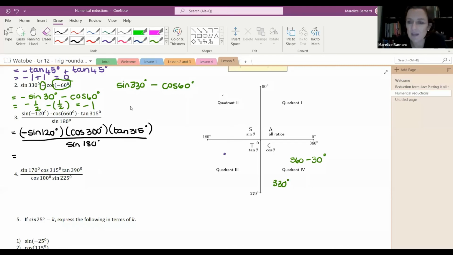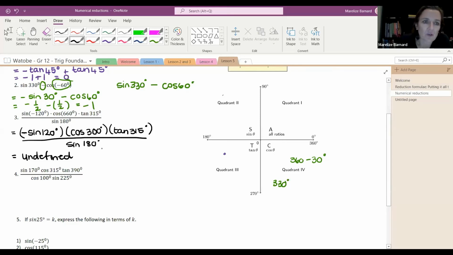Put your answer in the chat if you are ready. Aha, Bonnie, well done. Good stuff. Before you did too much work, I hope you noticed that it is undefined. Why is it undefined? Because sine of 180 is 0. So that is undefined.